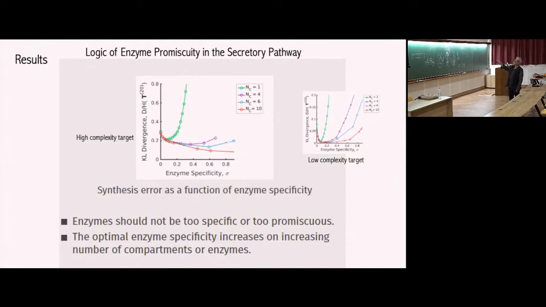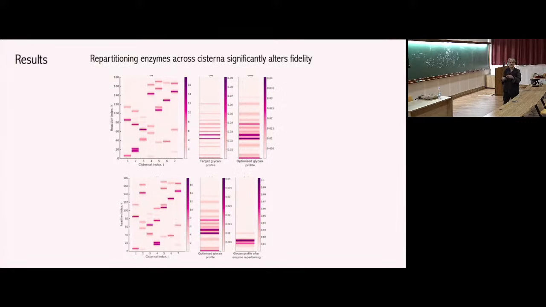Moreover, this is the set of graphs for high complexity. This is the set of graphs for low complexity. For low complexity, you can see that the minima is pushed towards smaller values of sigma. And it's roughly independent of the number of compartments that you have here. The optimal enzyme specificity increases on increasing the number of compartments or enzymes. So that's the other feature. A lot of these can be, in principle, experimentally tested.